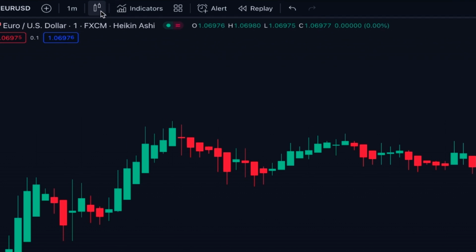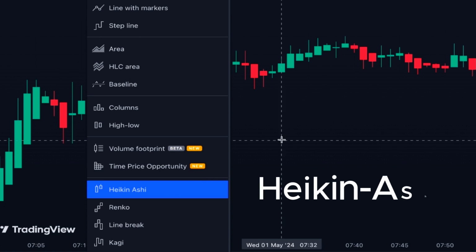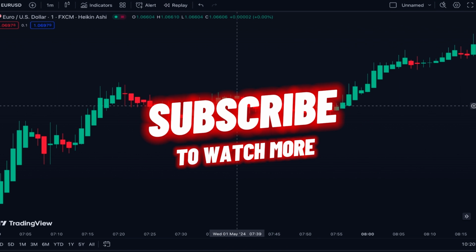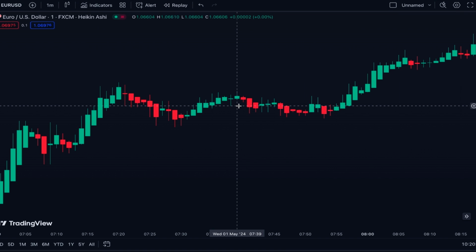MACD, RSI, and now an insane combination that will blow your mind. First, we need to change the chart type to Heikin-Ashi. In this method, we use Heikin-Ashi candles. Then we need to add MACD and RSI to our chart.